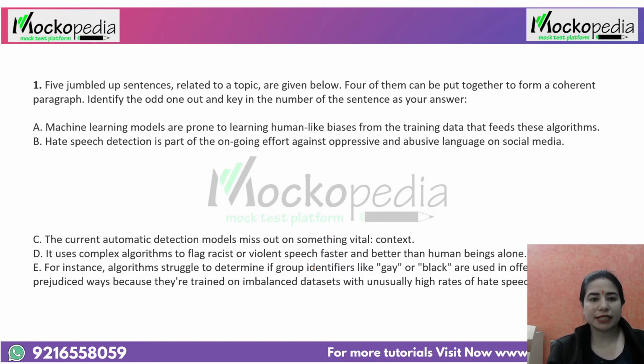Five jumbled up sentences related to a topic are given below. Right? So you can see A, B, C, D, E. Five statements are there. Four of them can be put together to form a coherent paragraph. Coherent paragraph means a meaningful paragraph where the ideas can be combined together to convey information. Identify the odd one out and key in the number of the sentence as your answer. That means if you're identifying C as that statement which is not fitting the context, C would be the answer.